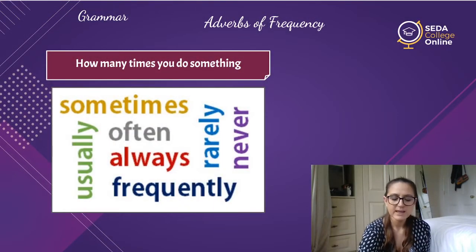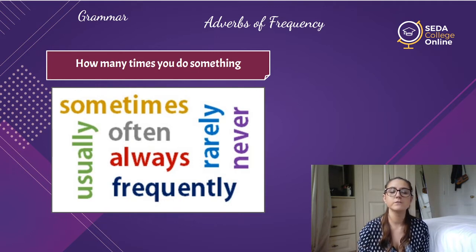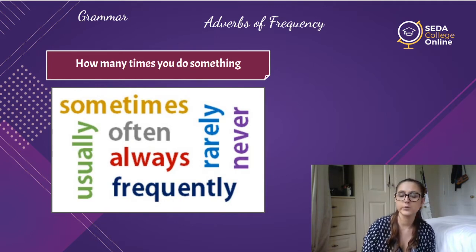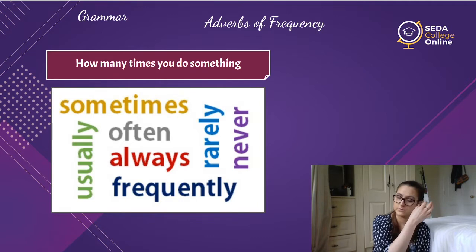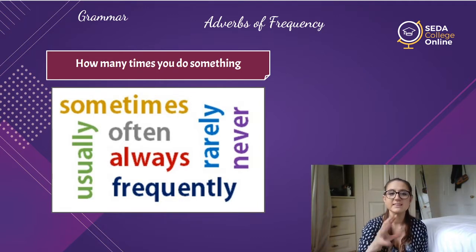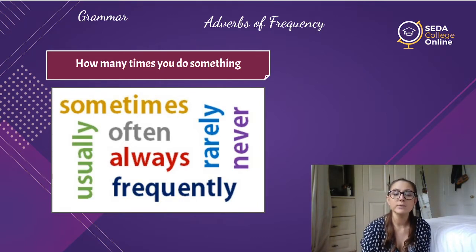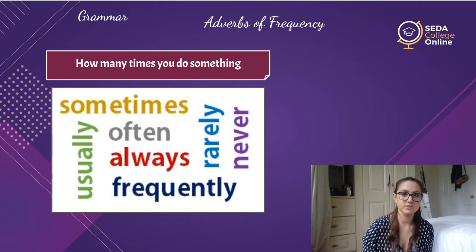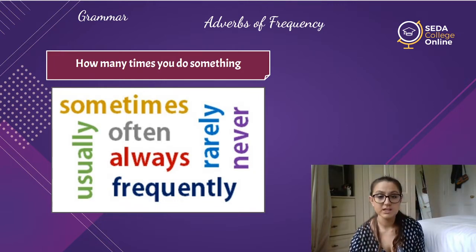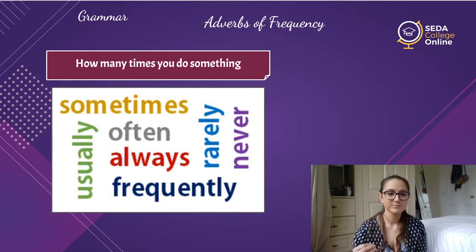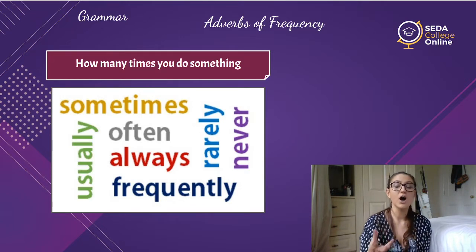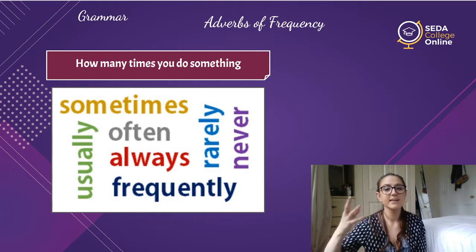So now we have adverbs of frequency. Before we had expressions of frequency, and now we have adverbs that are words that tell how many times you do something. So that's a question. Well, how many times you do something? You can do something usually, often, sometimes, always, frequently, never.